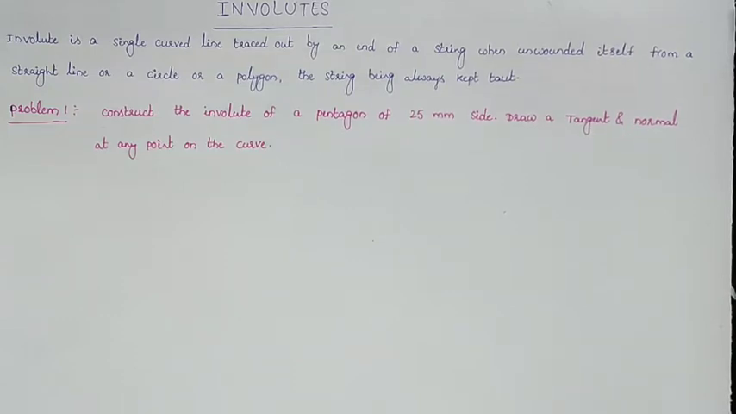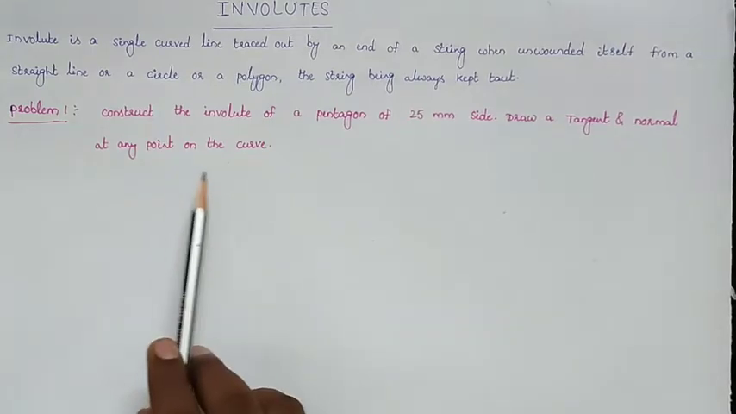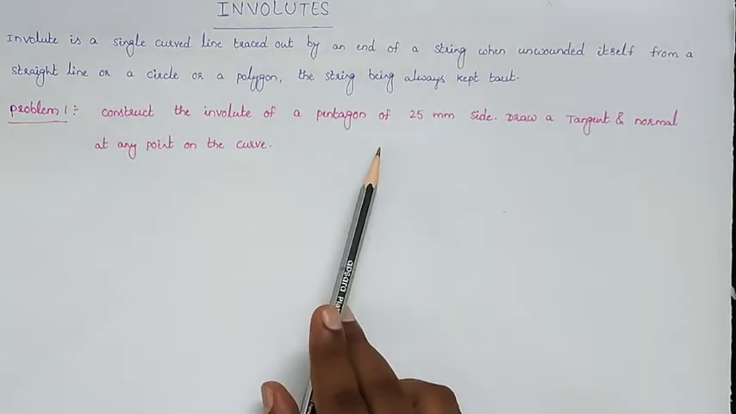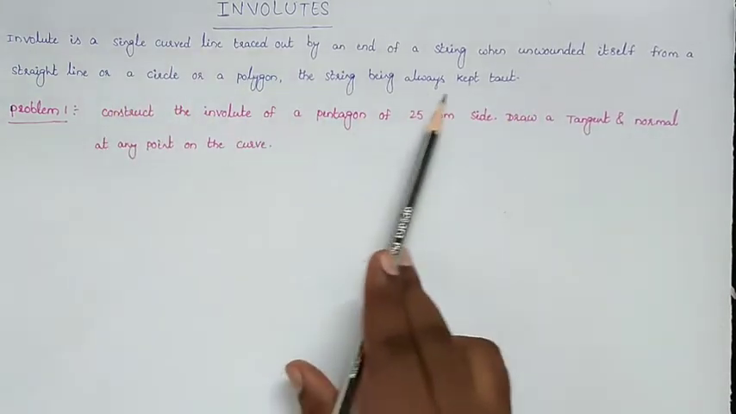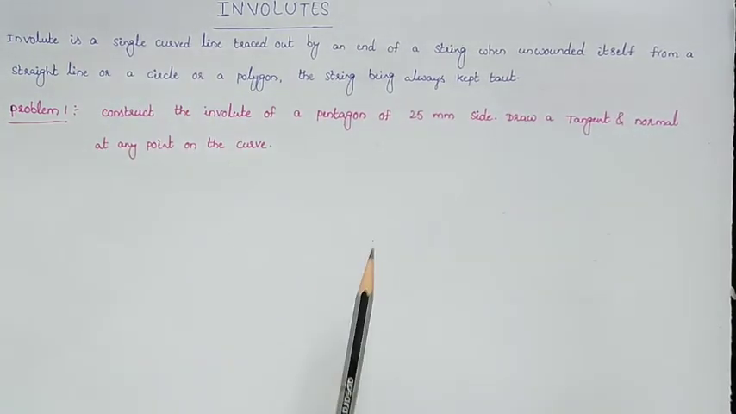The first one is, construct an involute of a pentagon of 25 mm side and also draw a tangent and normal at any point on the curve. But here in our problem they are not giving the string length. So we assume that the string length is equal to the perimeter of the pentagon.